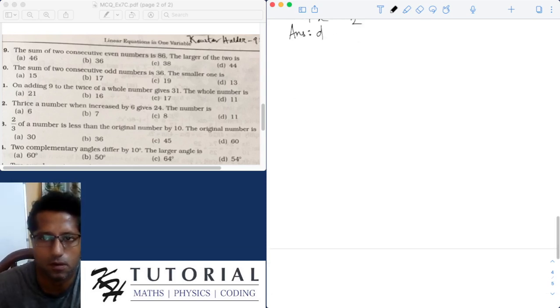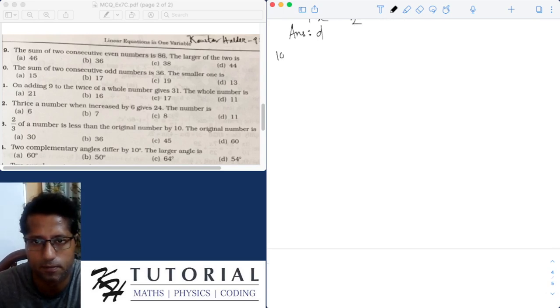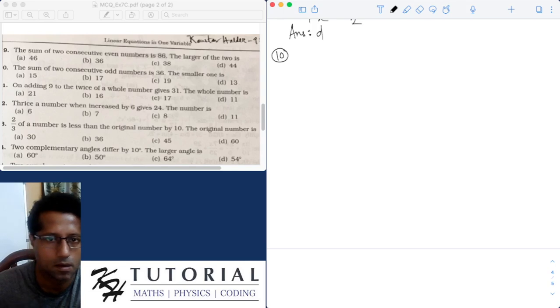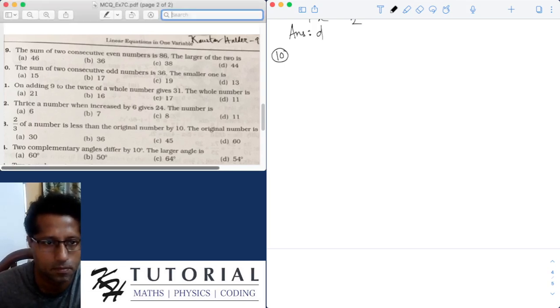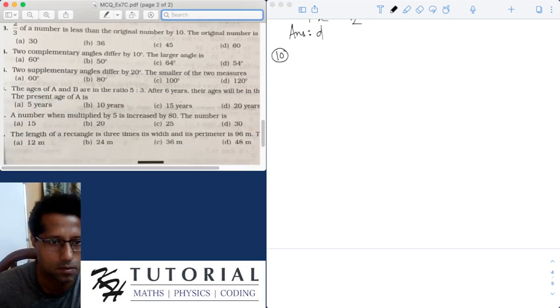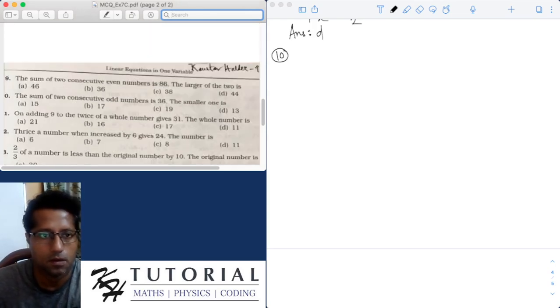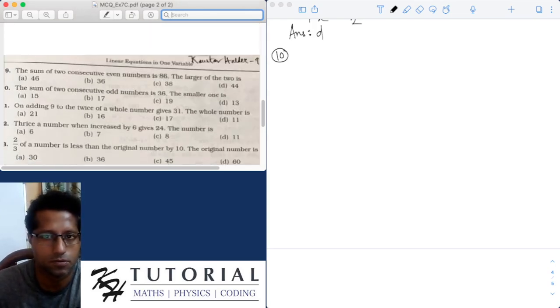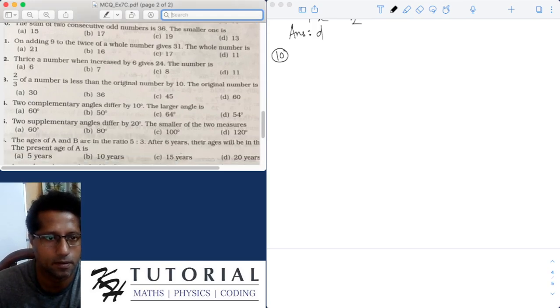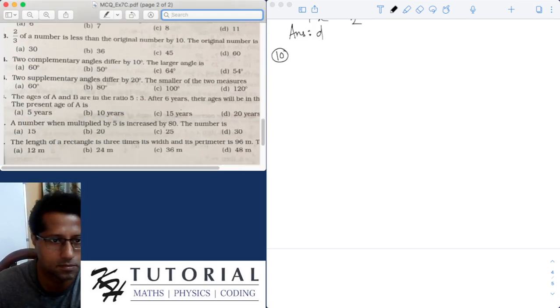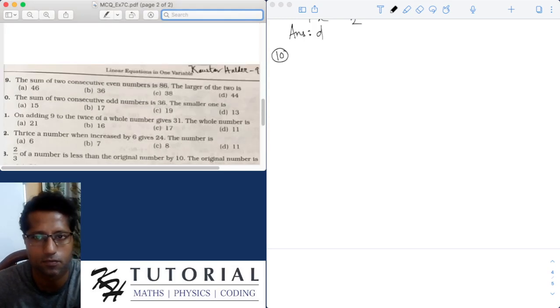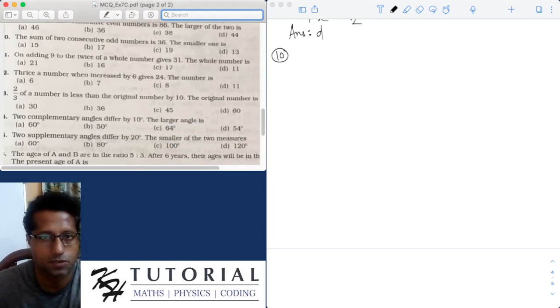Okay, let's do question number 18. How many questions are there? Oh, the entire image has not come. Anyway, I guess there are 18 or 19 questions. Anyway, so let's do question number 10.